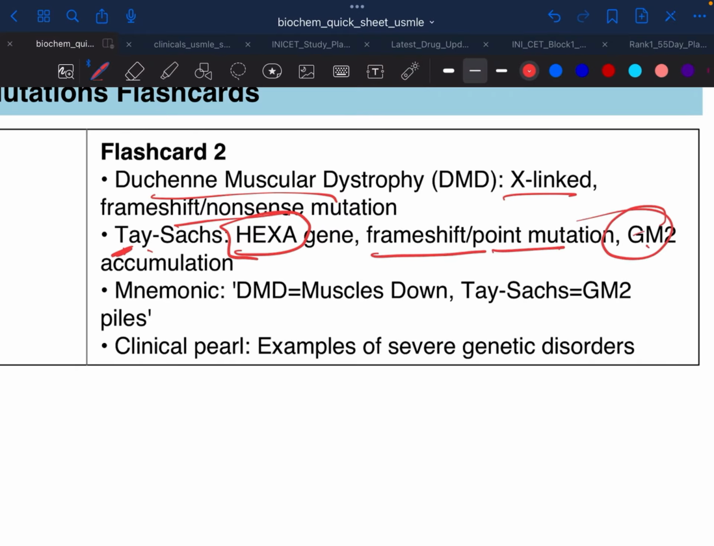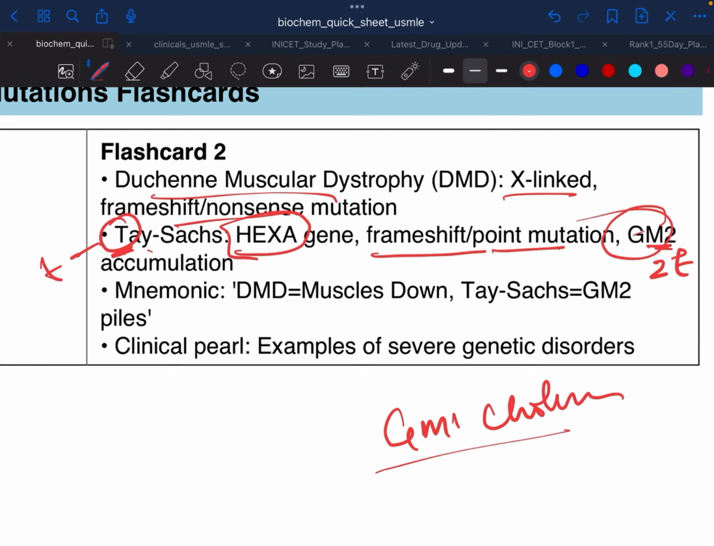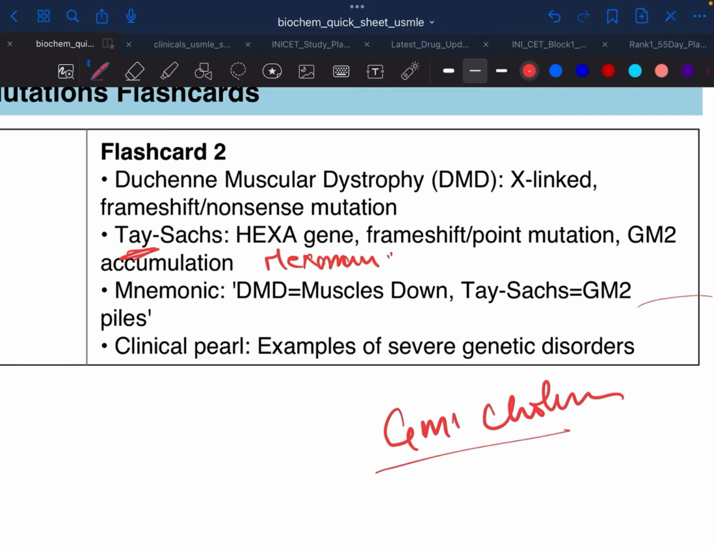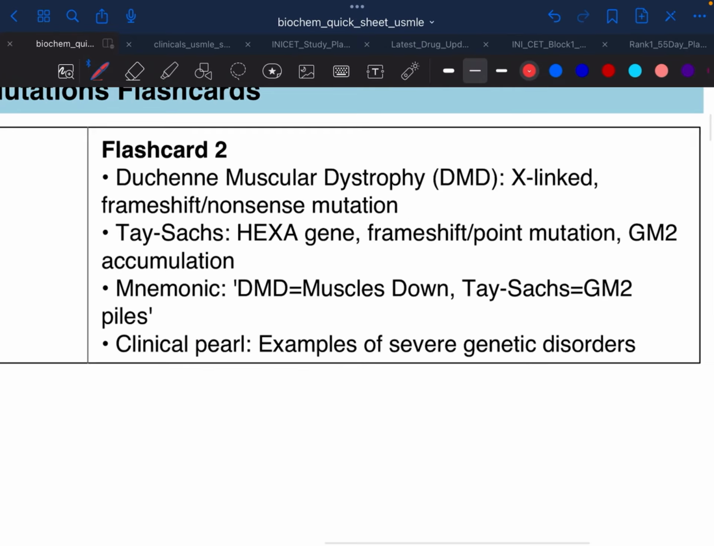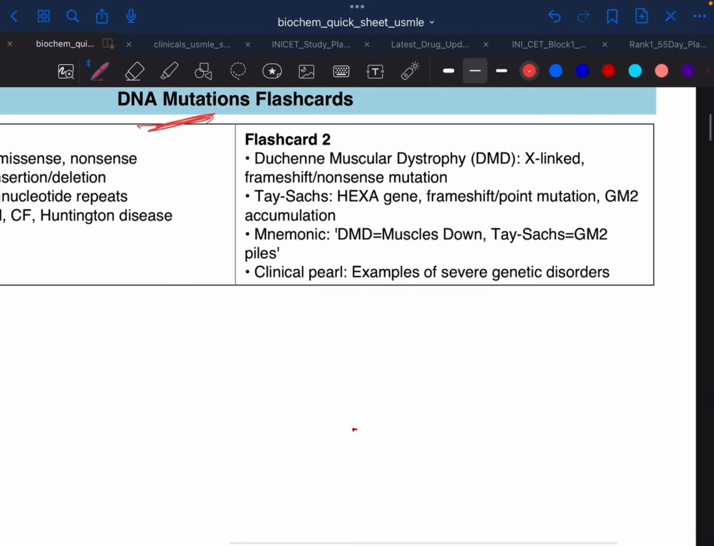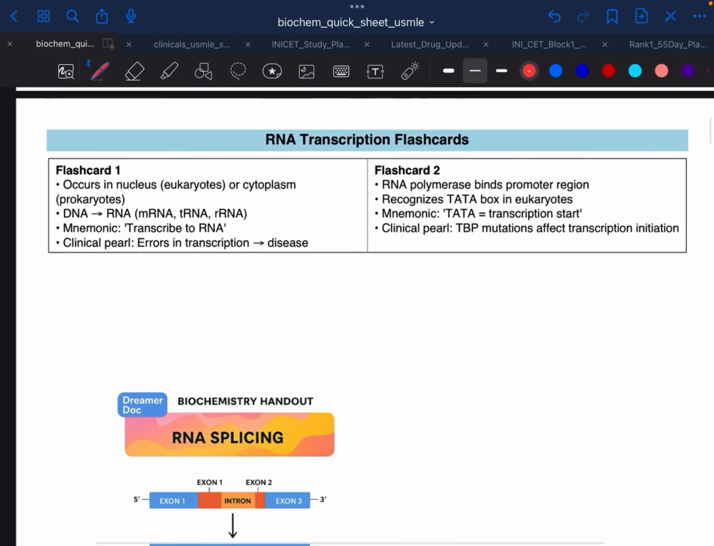So T, you should remember T, na? T2 sounds like T, because GM1 is cholera. Okay, cholera toxin, but GM2 is Tay-Sachs. GM2, Tay-Sachs, T and T sound similar. This has come into this year's NEET PG, Tay-Sachs, hexosaminidase A deficiency. Okay, Tay-Sachs. So this is the enzyme deficient. Okay, so this is accumulated protein because of DNA mutation defect. So muscles go down and a severe genetic disorder they will cause.